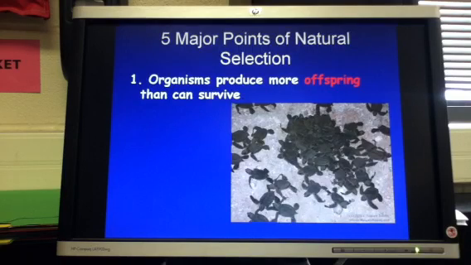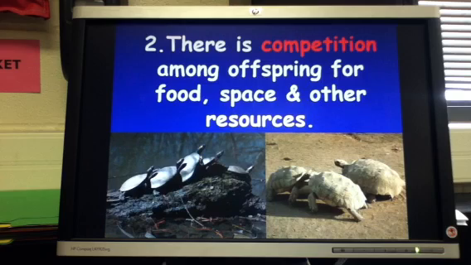The first major point, organisms produce more offspring than can survive. You can see in the picture there's tons of baby turtles. They will not all make it to the ocean because there will be birds waiting to eat them, but they produce that many because not all of them will survive. Point number 2, there is competition among that offspring for food, space, and other resources.